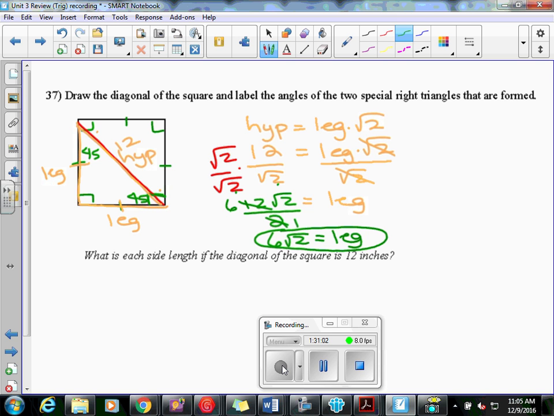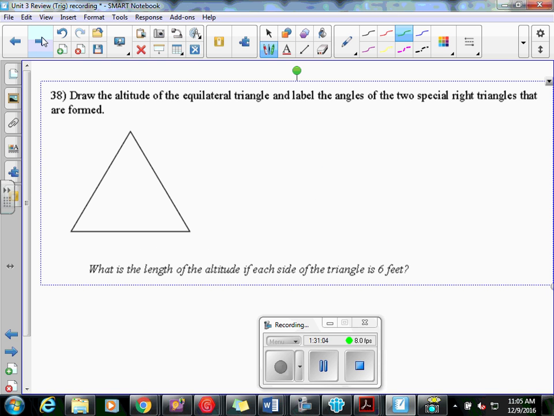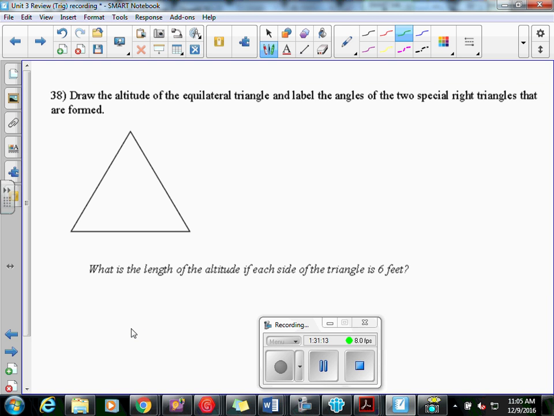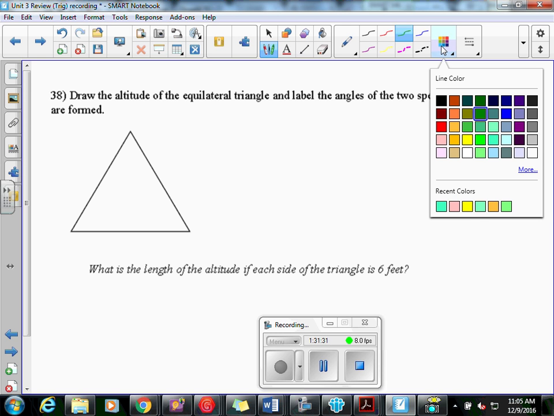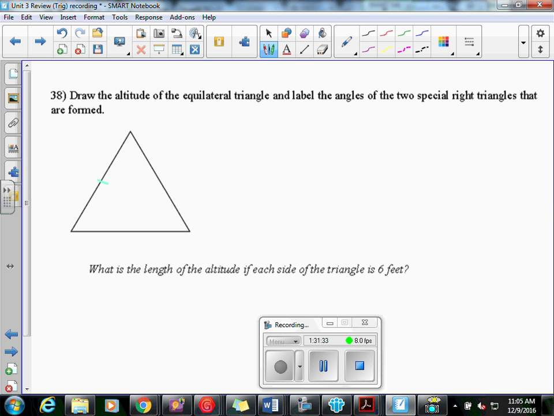All right, going over to number 38. For number 38, the problem says draw the altitude of the equilateral triangle and label the angles of the two special right triangles that are formed. Okay, so if this is an equilateral triangle, what do you know about the sides? They're all the same. They're all congruent. All of them are the same.